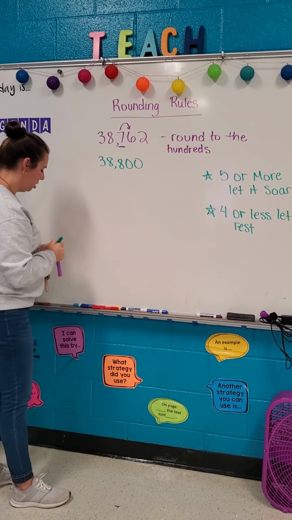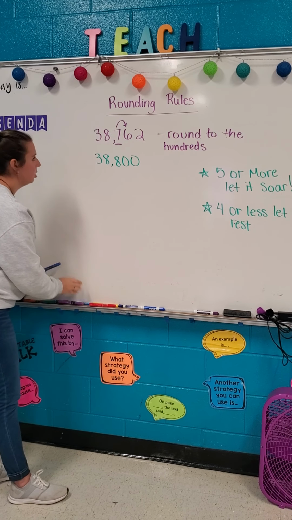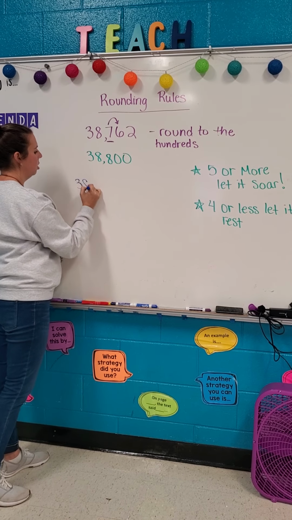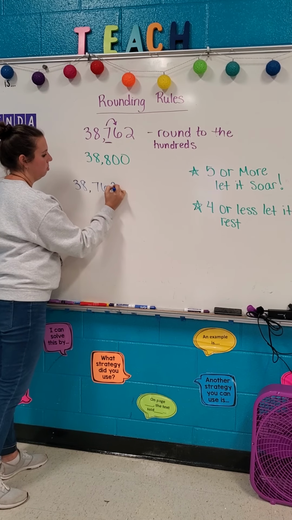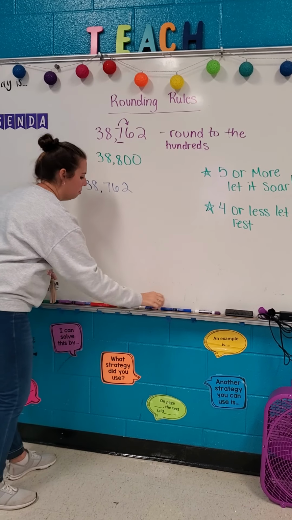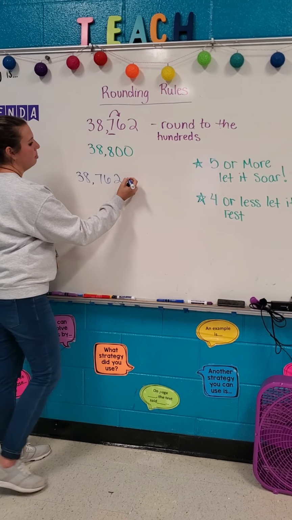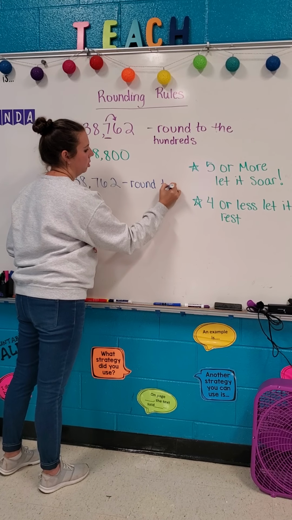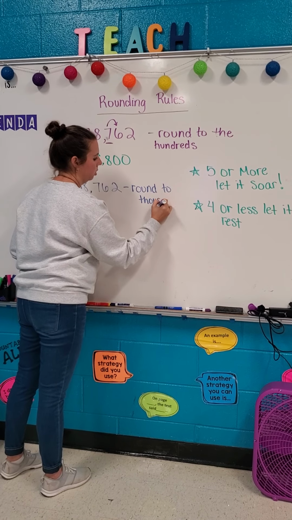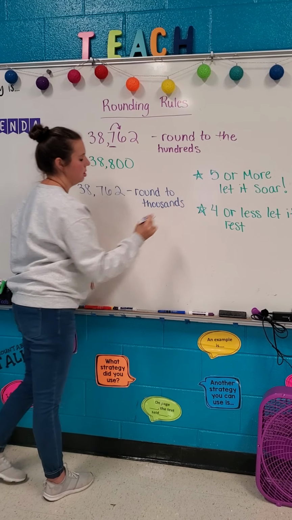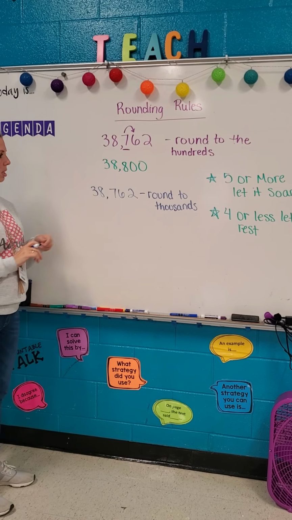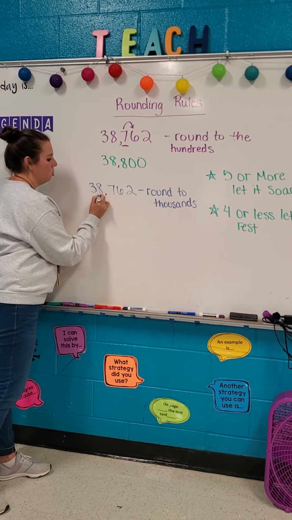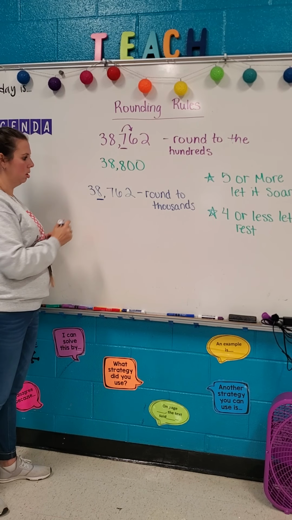Okay, let's try another one. Switch colors. Let's say with the same number, 38,762. That marker's no good. But instead of rounding to the hundreds, this time let's round to the thousands. So the first thing I'm going to do is find my thousands place. Ones, tens, hundreds, thousands. I'm going to underline the place that I'm rounding to.